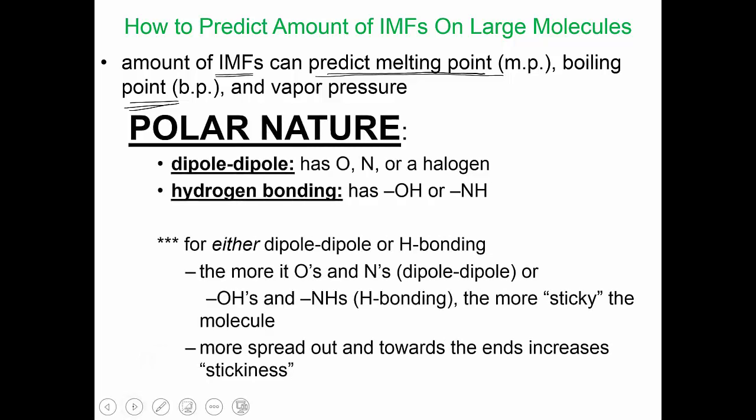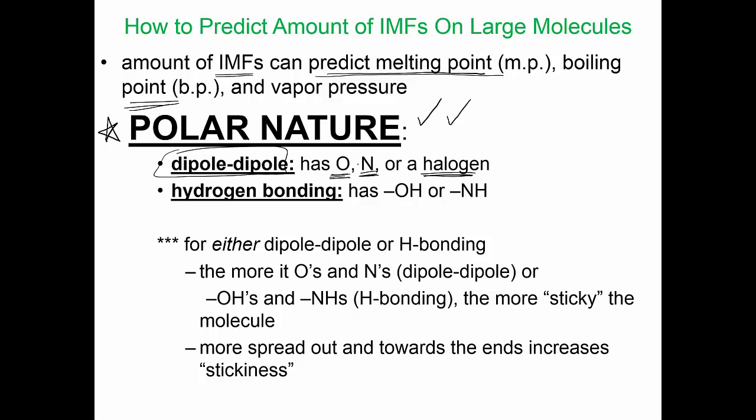Okay, so the two things to consider are the polar nature of the molecule. So can the molecule do dipole-dipole? All you really have to do is scan the molecule and look for an oxygen, look for a nitrogen, or look for a halogen. It's most likely going to be polar. It's pretty simple. All you do is scan the molecule and look for these three types of atoms.